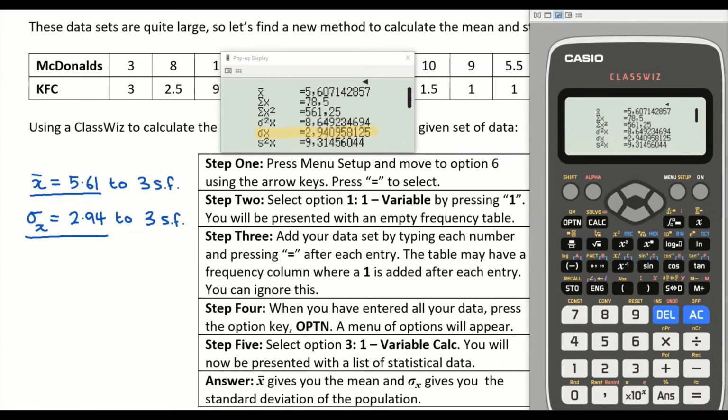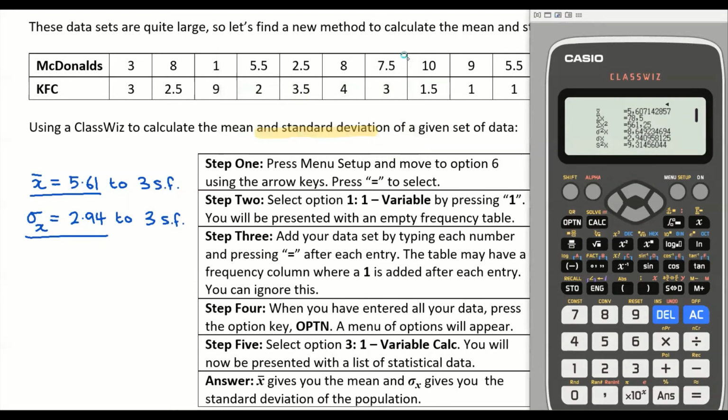Okay, now what I'd like you guys to do is just to pause the video, and I'd like you to calculate the mean and the standard deviation using your ClassWiz or your ClassWiz emulator for KFC, and then we can compare results.